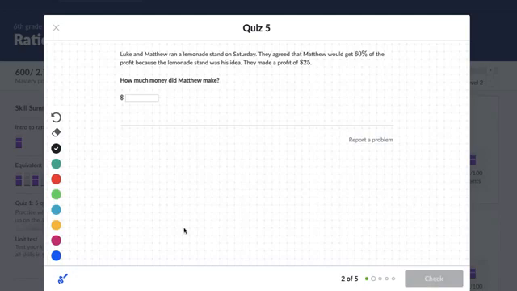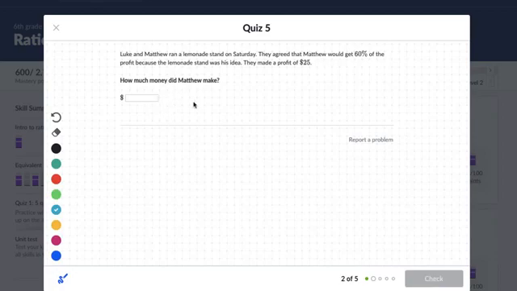Okay, so in this problem, we have two people running a lemonade stand, and the agreement is that one person, Matthew, would get 60% of the profit because it was his idea. So he would get more than 50%. He would get more than half. So they made a profit of $25.